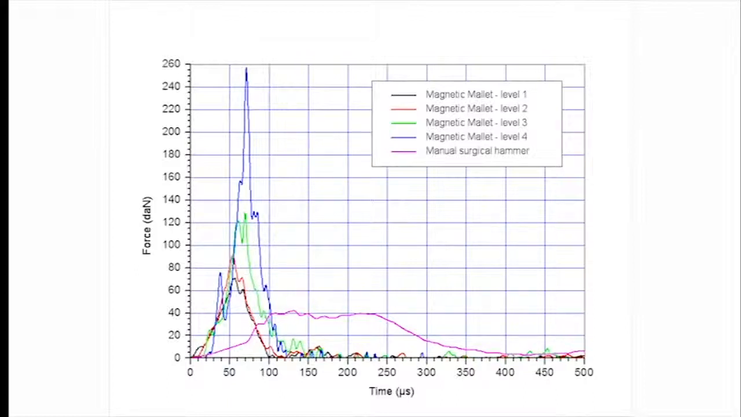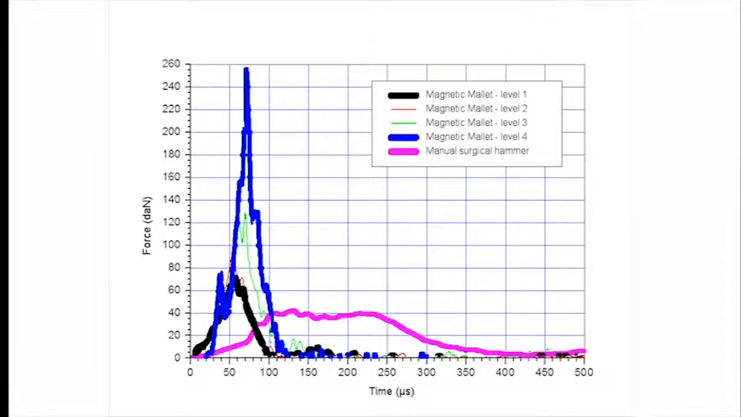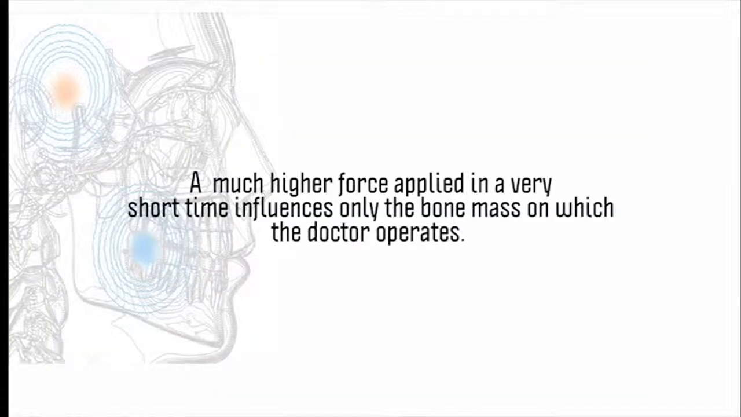But why do the spheres stay in place when using the magnetic mallet, while when using a manual hammer, they're diverted? In the tests we conducted using the manual hammer, we got pulses of 40 decanewton and a duration longer than 300 microseconds. With the magnetic mallet, we can have four different forces applied in relative timing of application, going from 65 decanewton applied in 100 microseconds to 260 decanewton applied in 110 microseconds. A much higher force applied in a very short time influences only the bone mass on which the doctor operates.